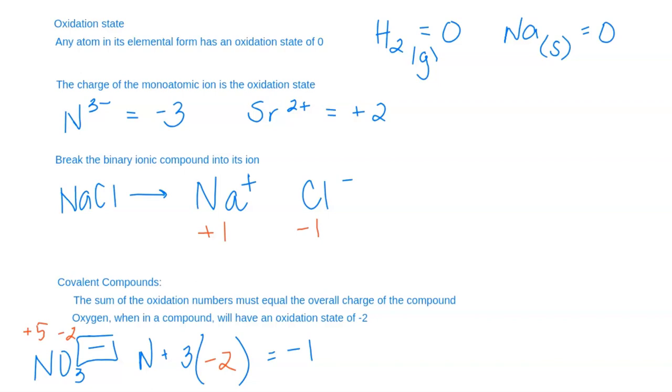And like I said before, we could do this with elements or compounds that do not have charges. So for instance, we could look at carbon dioxide. In carbon dioxide, again, our oxygen is going to be a -2. So our equation is going to be carbon plus 2 oxygens, each oxygen having a -2 oxidation state, has to equal a sum of 0 because there's no charge written for CO2. So that makes carbon equal to a +4.